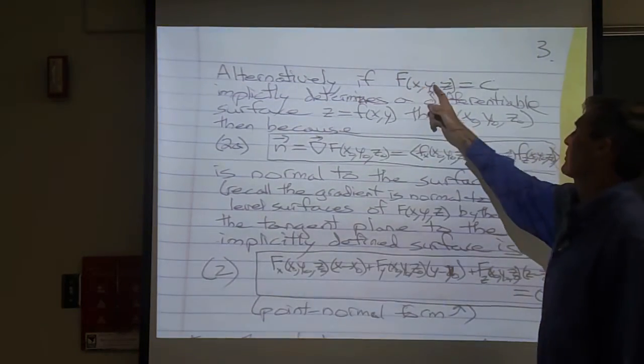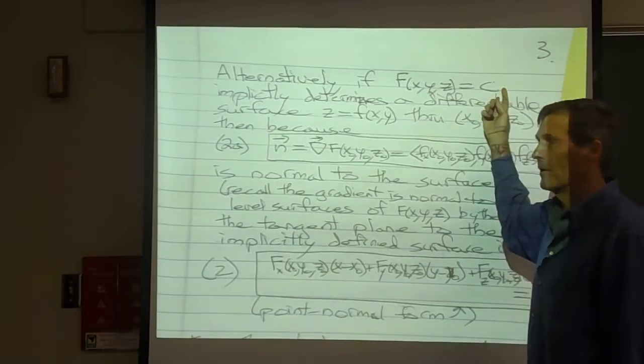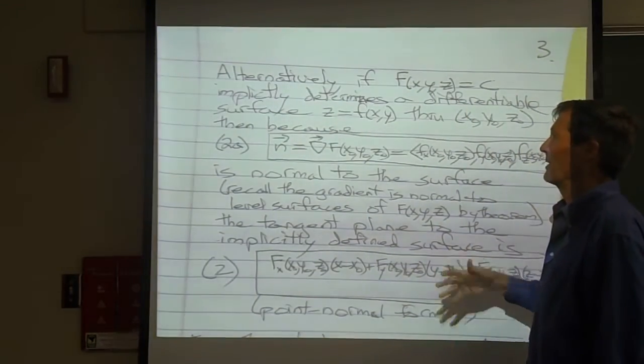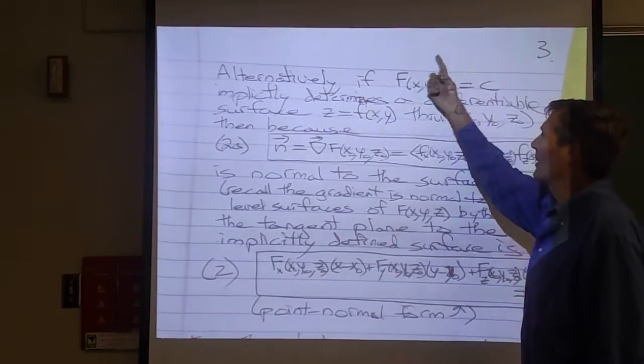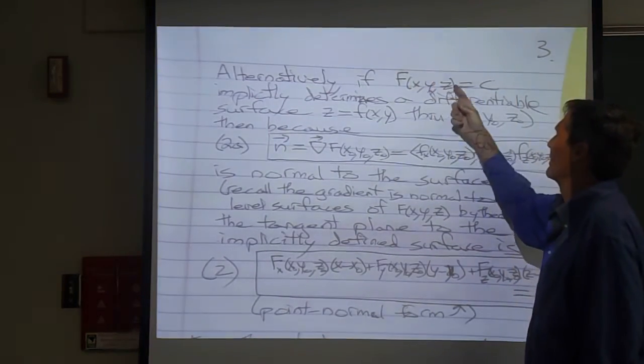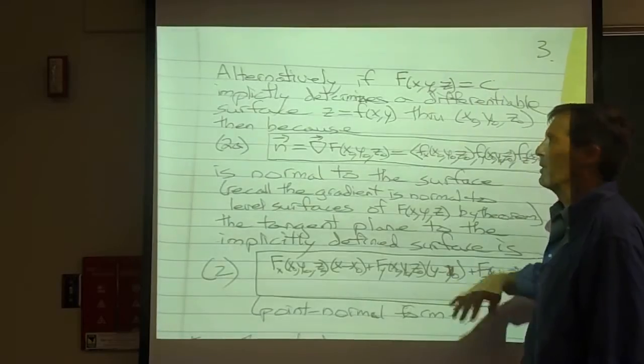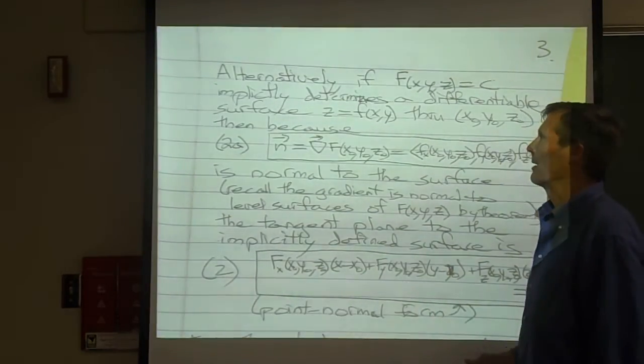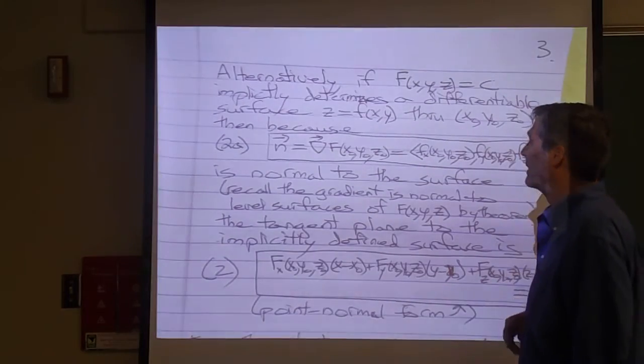They're like f of x, y, z equals c. This is the second form. Right? I said there's two ways to write an equation with a tangent plane. One of them is when z is given as a function of x and y. The other one will be when a function of x, y, and z equals c implicitly determines a surface, such as the ellipsoid we just talked about. Right? You could rewrite that ellipsoid in another form.